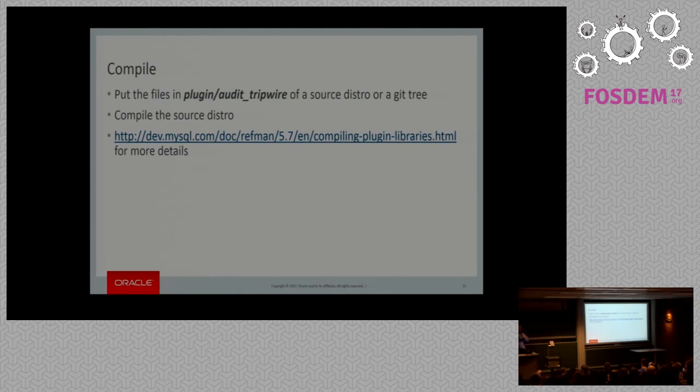So how do you compile it? You take the GitHub repository, put it in, take a MySQL source distribution or a Git tree. You can just clone the MySQL source from there. And you put the code that is there, the C file and the CMake file, into this directory, plug in audit require, and then you compile as you normally do.